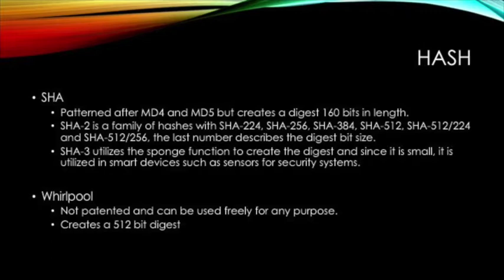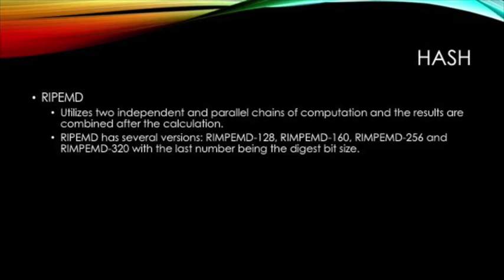Whirlpool is another hash system, not patented, and can be used freely for any purpose. It also creates a 512-bit digest. RIPEMD is the last hash that we're going to look at today, which utilizes two independent and parallel chains of computation, and the results are combined after the calculation. RIPEMD has several versions, 128, 160, 256, and 320, with the number being the digest bit size.